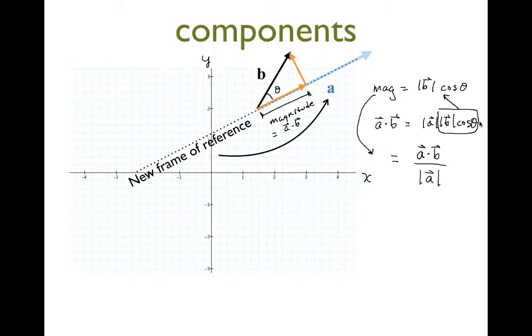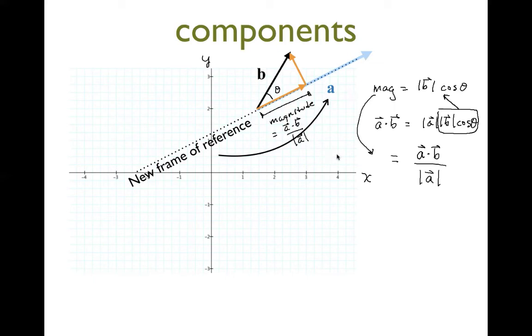Right, I just solved for this part of this expression. We know that the dot product is magnitude of A times magnitude of B times cosine theta. The magnitude of this parallel component is just magnitude of B cosine theta, which is the same as A dot B divided by magnitude of A.